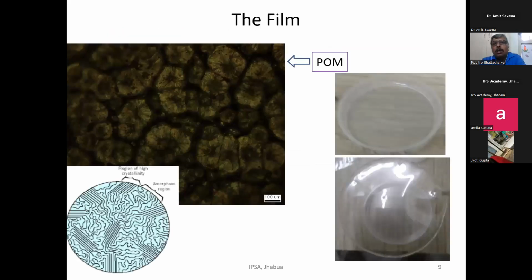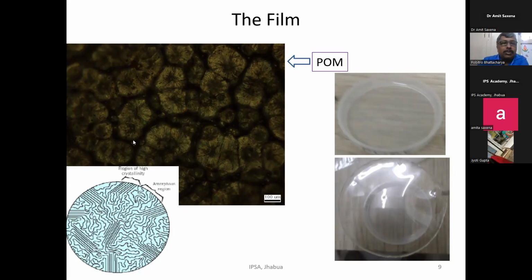So how a film looks when you pour the mix in a Petri plate, it appears something like this, and then you can take that transparent, hopefully transparent, self-standing polymer electrolyte film. And under the POM, the polarized optical microscope, if it is polyethylene oxide, it looks something like this. Now, these interesting flower-shaped regions, we call them spherulites. They are the crystalline pockets.